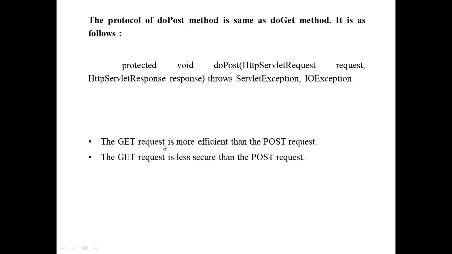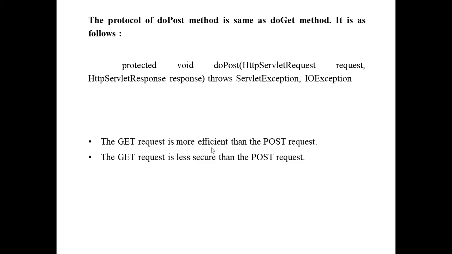The get request is more efficient than the post request. Means when you use the doGet method, it is more efficient than doPost, and also the get request is less secure than the post request, because when you use the doGet method, your information is displayed in the URL, but when you use the doPost method, in the URL only the program name is there, not the whole information. So get request is less secure than the post request.